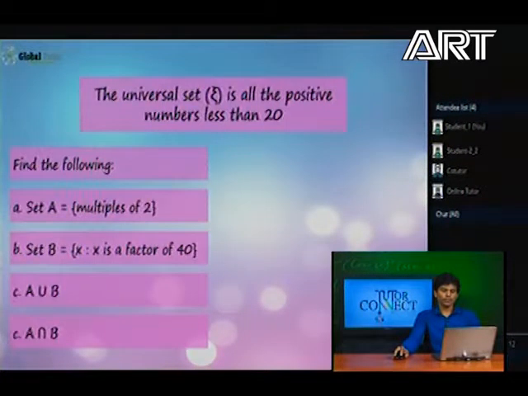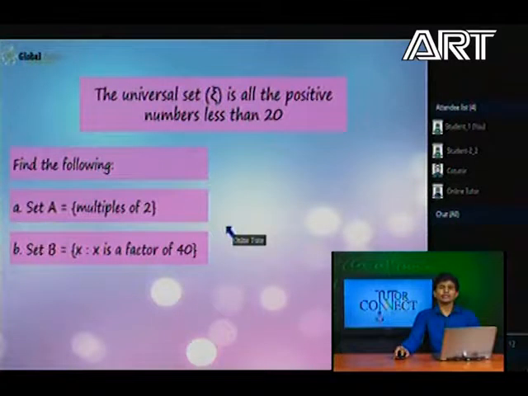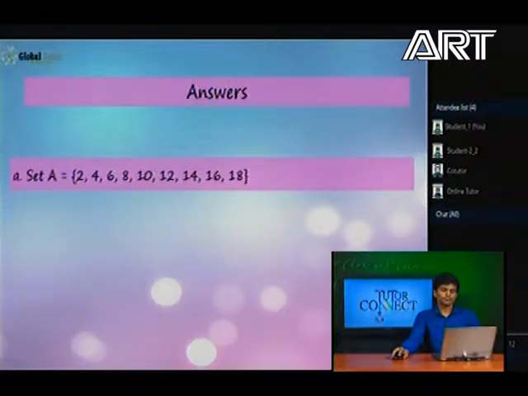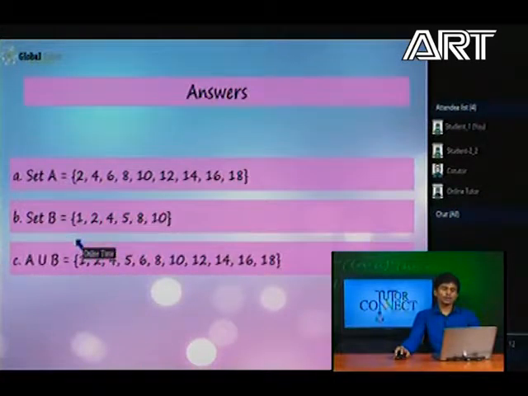The B part of this question is x is a factor of 40, which means that we need to find the factors of 40. The factors of 40 are 1, 2, 4, 5, 8 and 10. The reason we get these answers is that 2 multiplied by 20 gives you 40, 4 multiplied by 10 gives you 40 again, 5 multiplied by 8 is 40, 8 multiplied by 5 again 40, and 10 multiplied by 4 is 40 again.